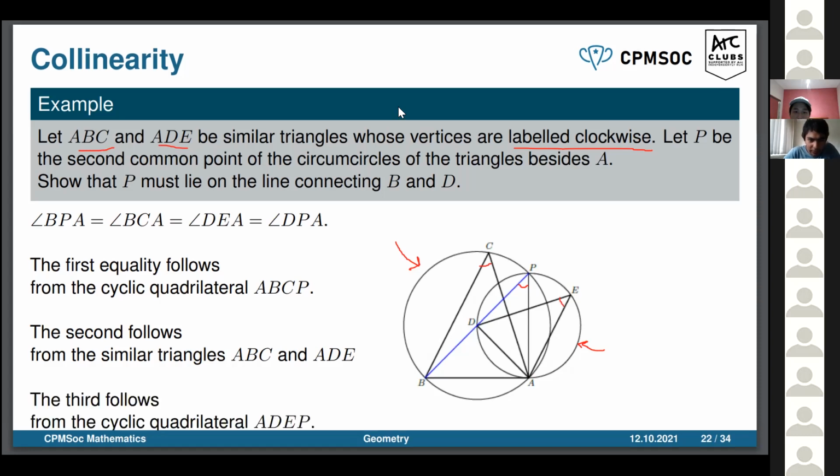Okay, and let's see. Oh yeah, so you can also use the fact that BPA and DPA are the same as well because D is on the line BP. Again, we can use the cyclic quadrilaterals ABCP. Oh, wait, hang on. I made a mistake. We're trying to prove P is on the line connecting B and D. So apologies for that mistake. So I might redo some of the explanation.